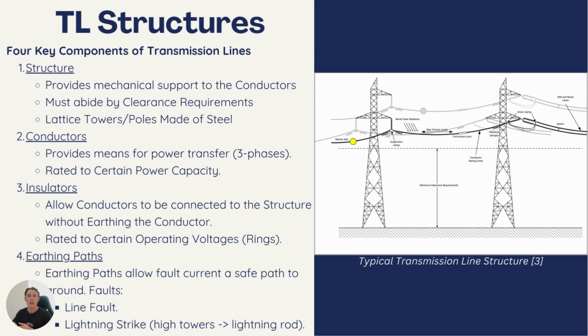So let's move on into how these transmission lines are actually structured. So there are 4 key components of transmission lines. Number 1 being the structure, number 2 being the conductors, number 3 being the insulators, and number 4 being a path to earth. So looking at structure, the primary purpose of structure is to provide mechanical support to the conductors. So this structure must abide by clearance requirements.